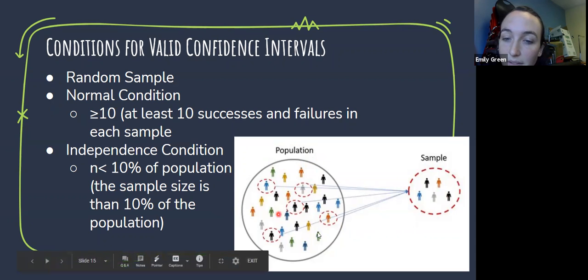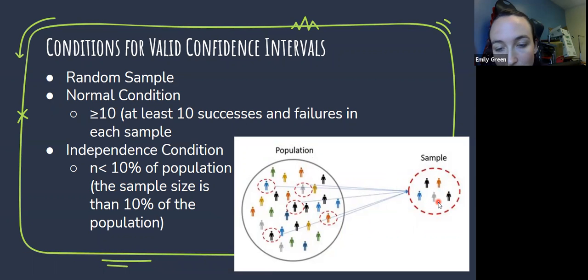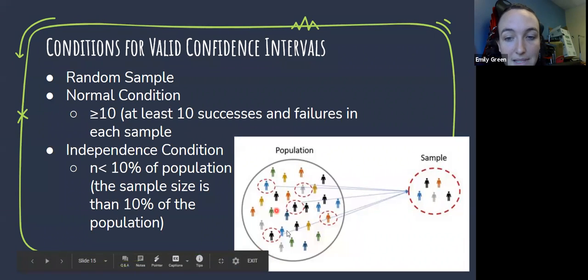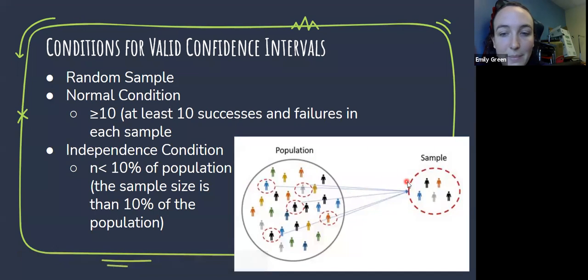So for example, in this one over here, I took 5 people as my sample. I see 2 problems with that, right? 5 people in my sample, there's no way I'm going to have 10 successes and failures in that sample. It's too small. But my sample size is less than 50. So my second problem is that my sample is more than 10% of the population.